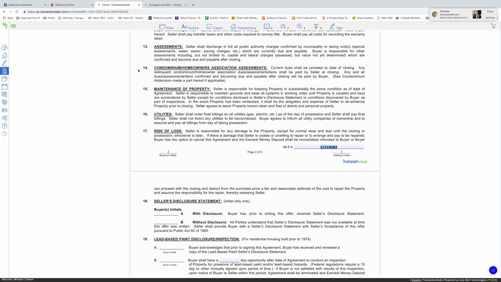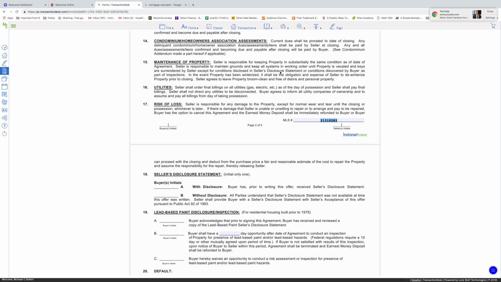Same thing with number 14, condominium homeowners association assessments. The seller must pay and be up to date on any delinquent assessments from the homeowners association at closing. So basically, they'll take that out of the proceeds. The title company will get a letter from the condominium association. If there's something due, then it'll have to be paid at closing or before that. But the title company will need a letter stating that they're in good standing with the association before they close if it's a condo.